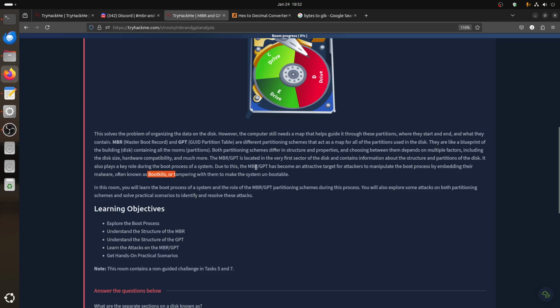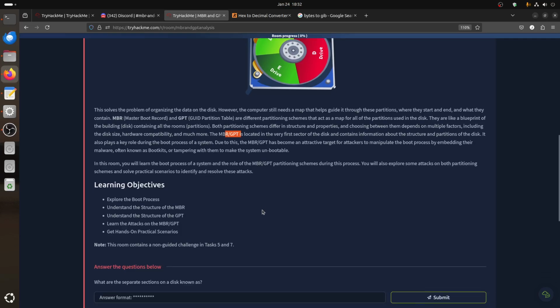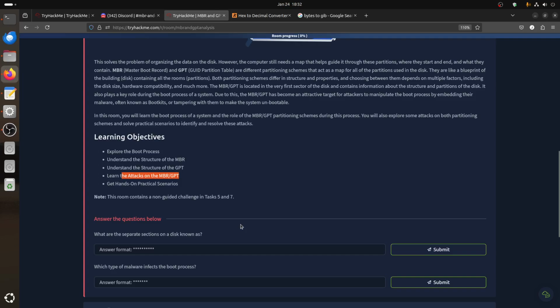That's why GPT came as the updated version of the boot. So the learning objectives for this room, of course, are the boot process, the structure of the MBR and GPT, the attacks, and then we have a practice scenario.